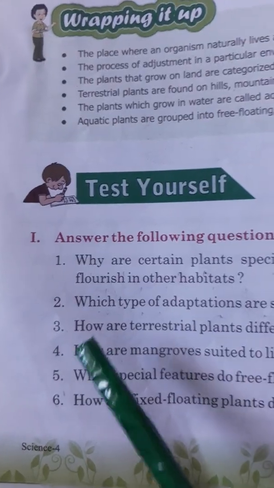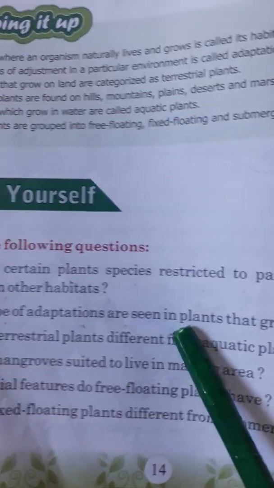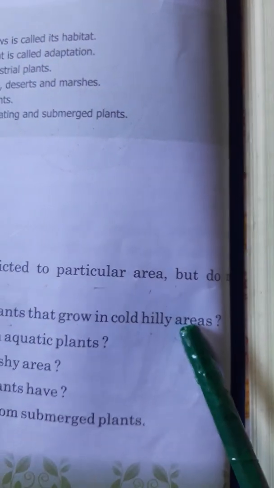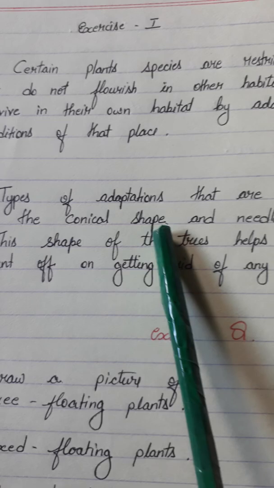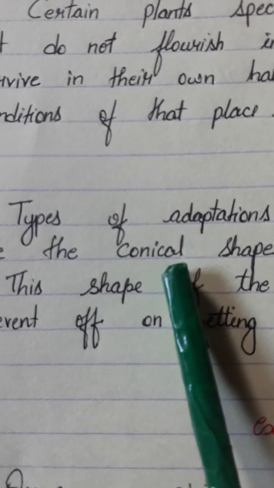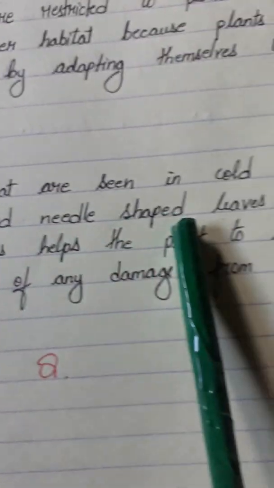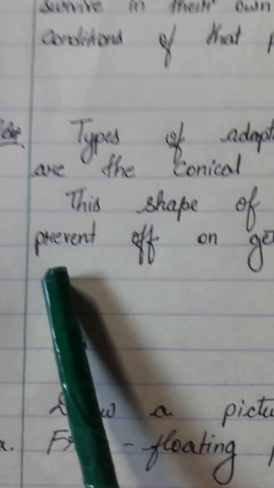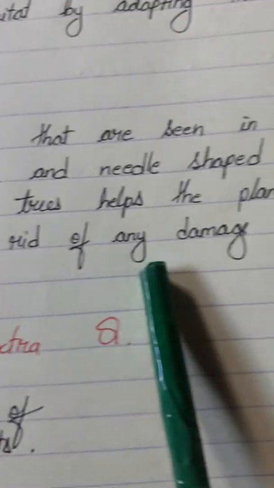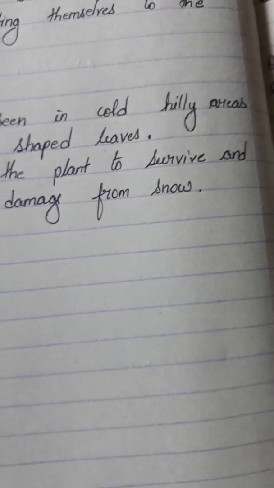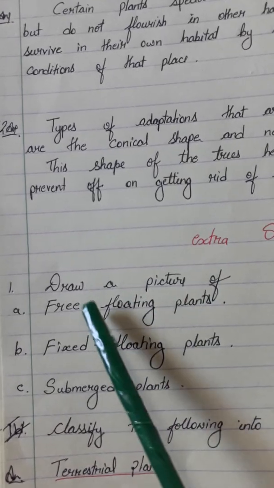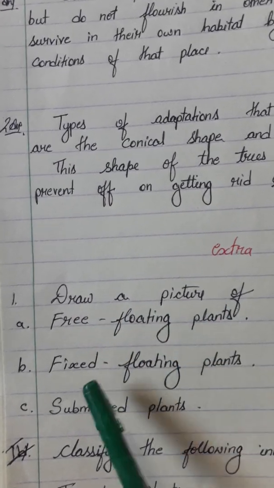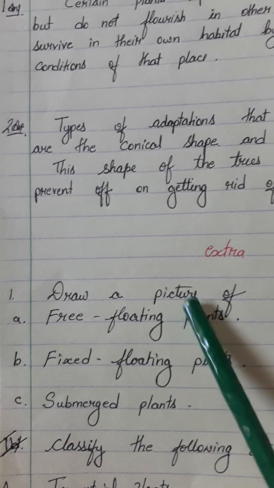Number 2: Which type of adaptations are seen in plants that grow in cold hilly areas? The answer: The adaptations seen in cold hilly areas are the conical shape and needle-shaped leaves. Next line: This shape of the trees helps the plant to survive and get rid of any damage from snow. In the extra questions I have given you, like draw a picture of a free floating plant, fixed floating plant and submerged plant, practice all these 3 also.